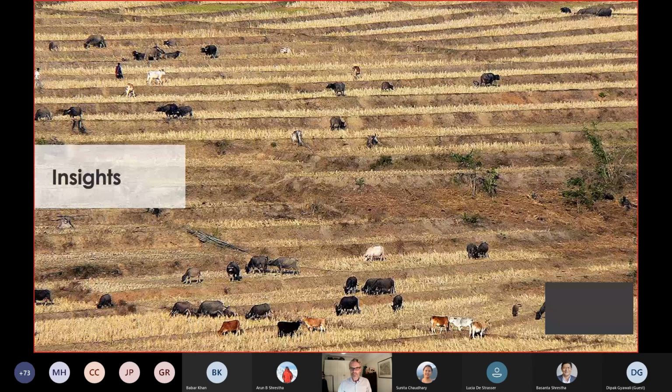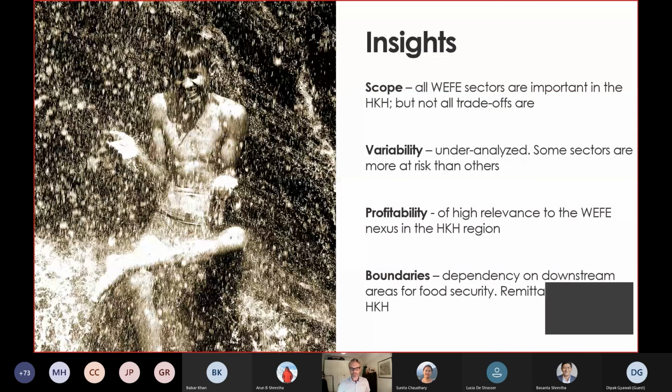To close my presentation, in terms of insight, I think to come back to scope, when it comes to the HKH, clearly all water, energy, food, environment sectors are important. But you have to ask yourself the question, are all trade-offs really that strong between these sectors? And as I showed in the previous slide, maybe the trade-off between energy production and food production is not that strong, but certainly the trade-off between energy use for pumping and food production is quite strong within the basin.